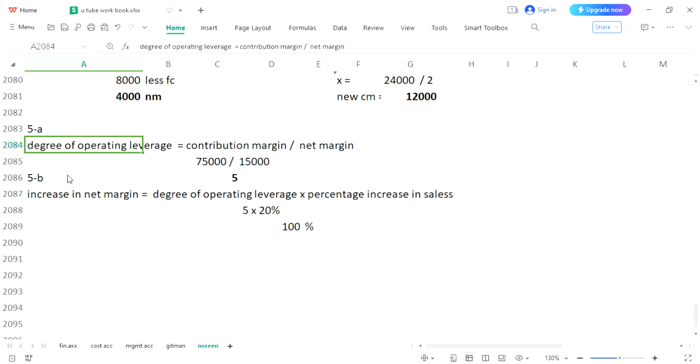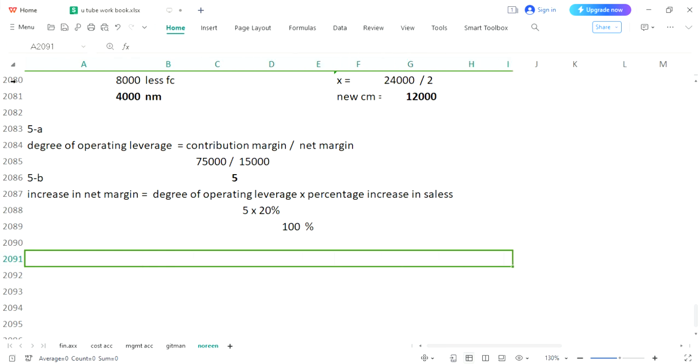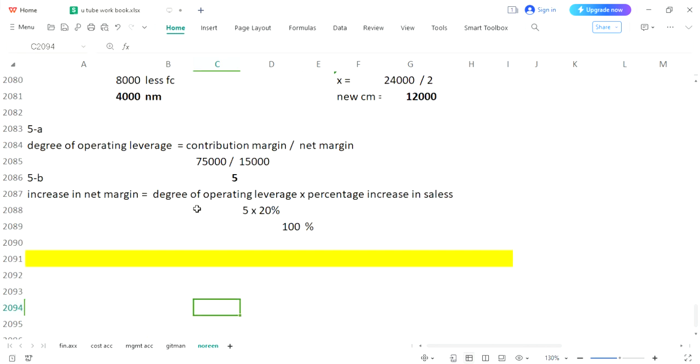Let me confirm that your 5B part has been completed, and you are not required to demonstrate what I am going to demonstrate over here. The question says use the degree of operating leverage concept to compute your answer. So what we have done, we have used degree of operating leverage. So practically you don't need to make an additional income statement. Just to understand efficiently and promptly, we are going to do it.